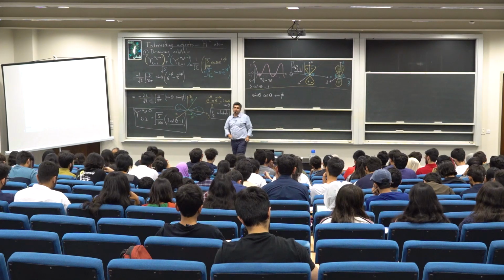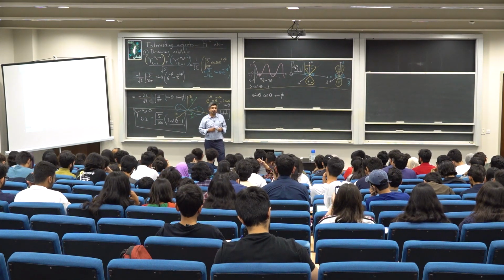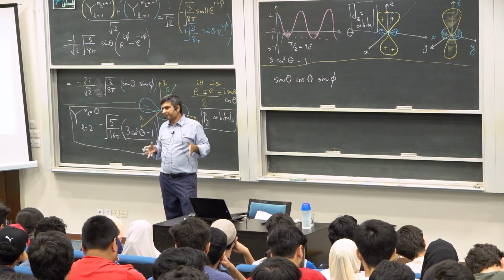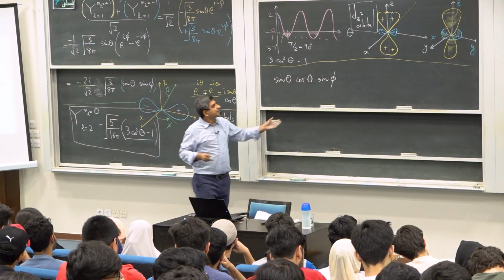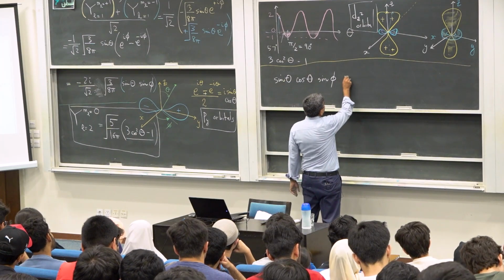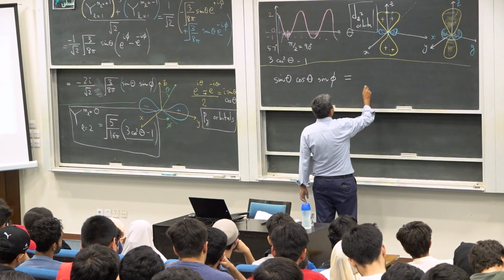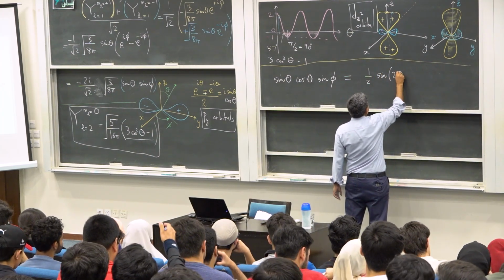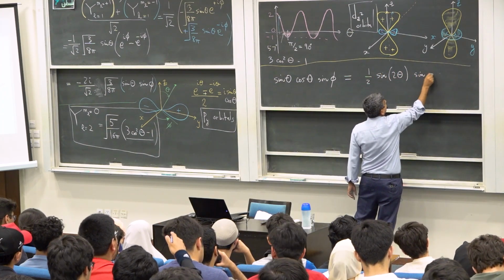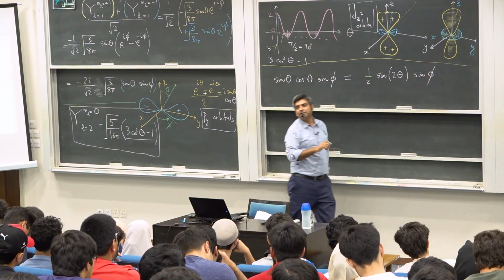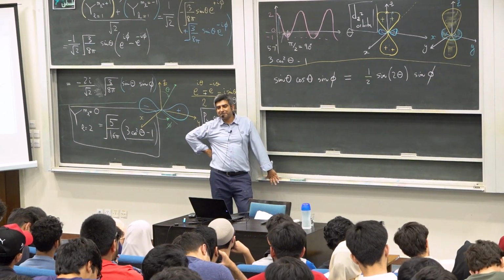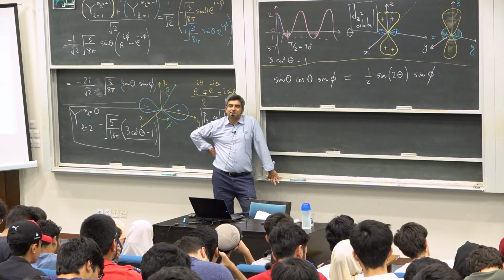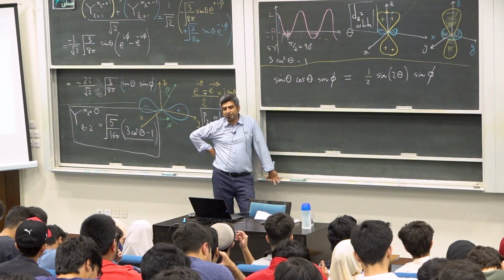Now I want to plot this. All right, so let's try to plot this. I forget about the coefficients. So if I were to plot this, first of all, can I represent this as half sine of 2 theta sine of phi? Correct? Can you plot this? Make a polar plot that represents this orbital.